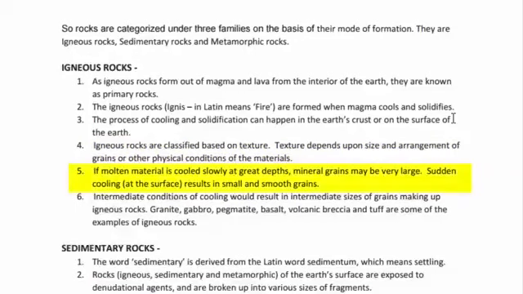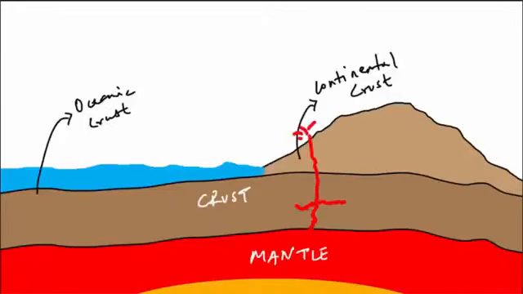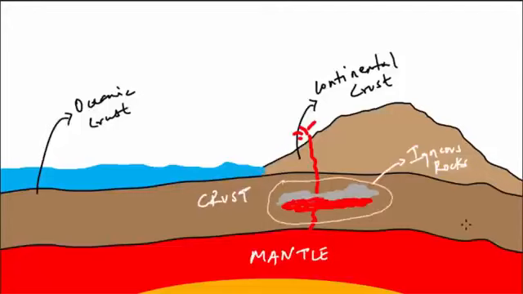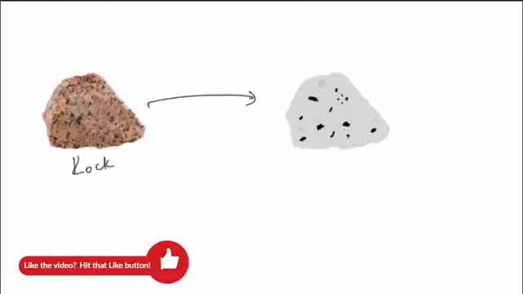If molten material is cooled slowly at greater depths, mineral grains may be very large. Sudden cooling at the surface results in small and smooth grains. Remember the point where I said sometimes the magma cools down under the crust itself and does not really come out on the surface. So when magma cools under the crust, it does become solid, but it does not get exposed to the external weathering agents like wind, river, and ice. Because of that, the mineral grains do not break, they are intact.